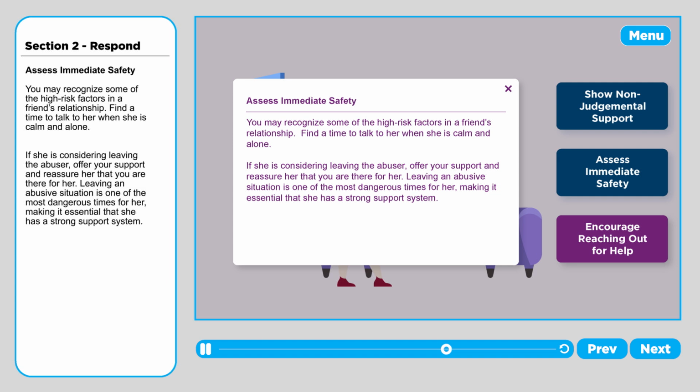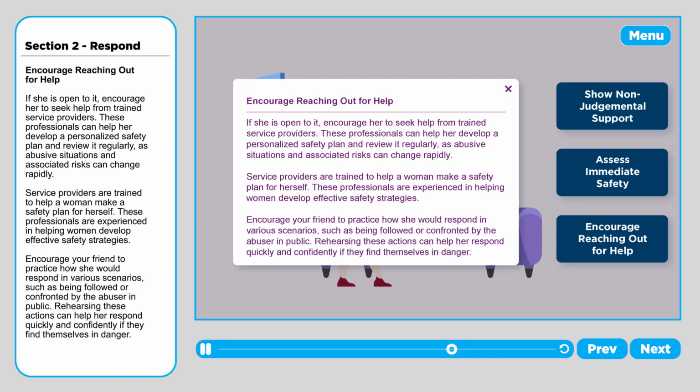Assess immediate safety. You may recognize some of the high-risk factors in a friend's relationship. Find a time to talk to her when she is calm and alone. If she is considering leaving the abuser, offer your support and reassure her that you are there for her. Leaving an abusive situation is one of the most dangerous times for her, making it essential that she has a strong support system.